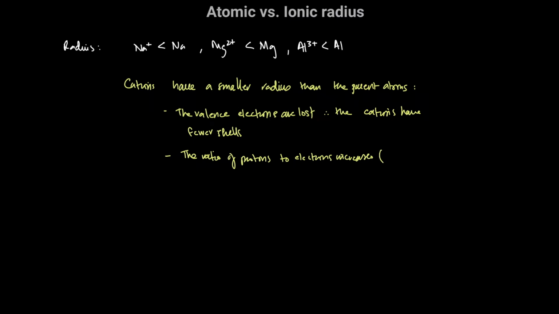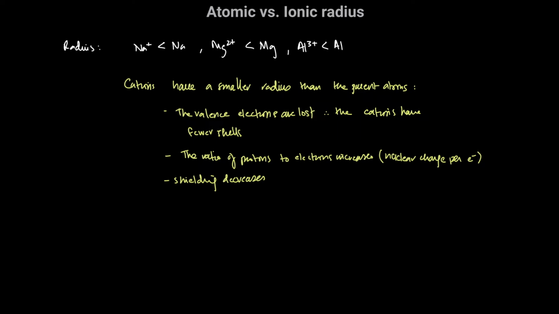That's the same as saying the nuclear charge per electron increases, and obviously shielding decreases, because you have fewer shells. For example, in a sodium atom, the outer electron is in the third shell, shielded by two inner shells. In a sodium ion, the outer electron is now in the second shell. It has the same configuration as neon, so it's only being shielded by one inner shell.